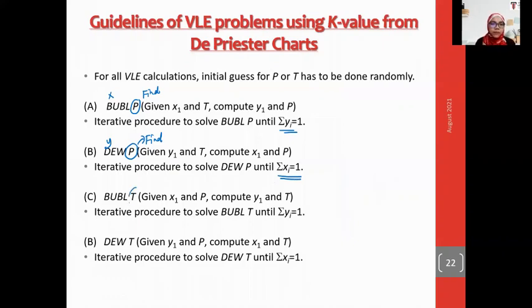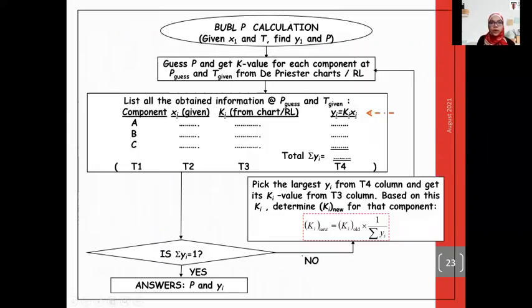For bubble T, we need to find the temperature, the liquid composition is given, and we perform the iteration until the total summation of the vapor phase equals 1. And the last is dew T, the dew temperature. We need to find the temperature, the given is the vapor composition, and we perform the iteration until all the liquid composition equals 1.